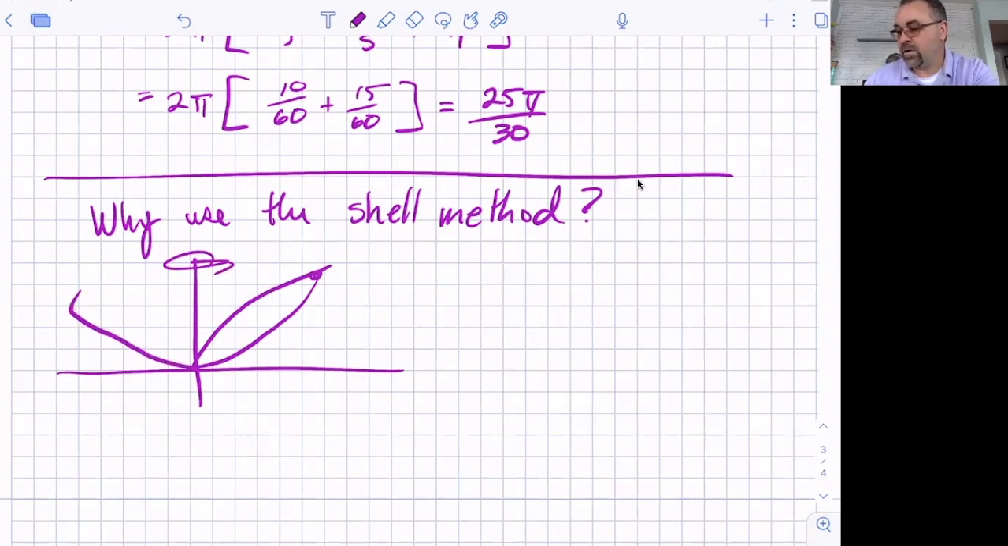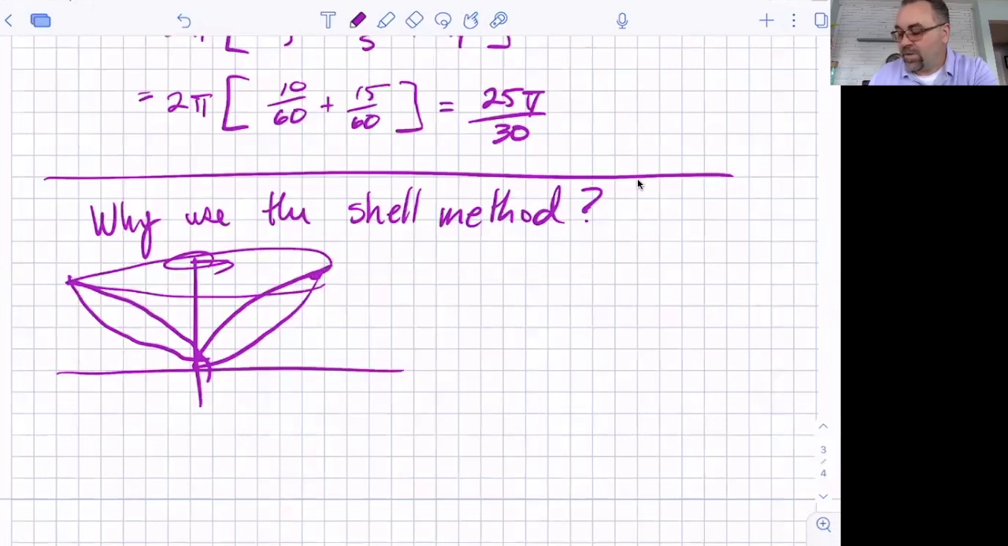Let's draw that a little neater. Okay, we're going to get this kind of weird looking bowl shape thing. Notice now my discs would be horizontal, like so. And so I'm going to have to rewrite my functions so that they are all with respect to y, because now the thickness of my washer is delta y.